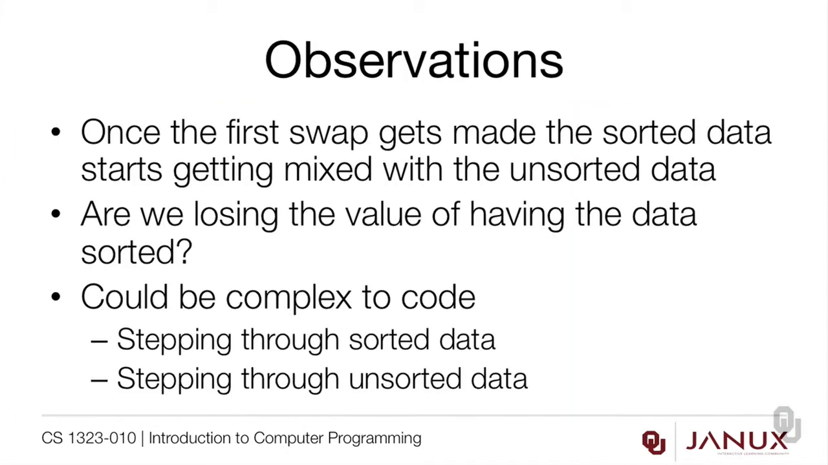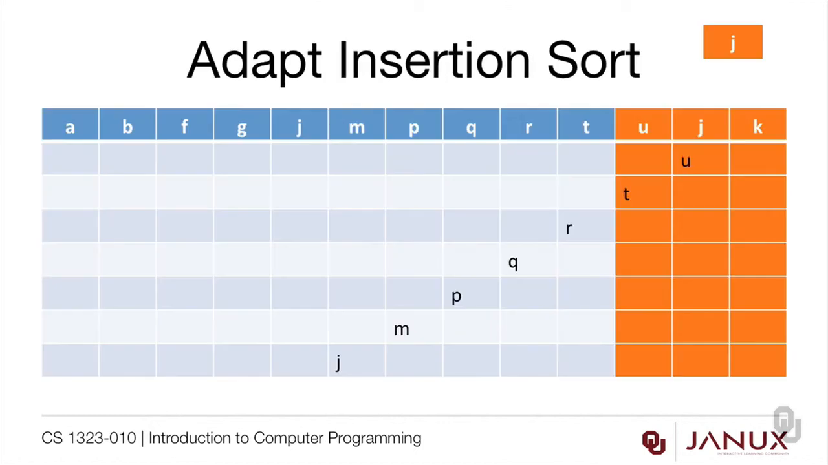Now, this could be complex to code. We're going to have two phases of the algorithm. One where it's stepping through the sorted data, and then a second one where it's stepping through the unsorted data. That second one is going to look very much like our original selection sort. So that might be complicated, and complexity is something you definitely want to worry about. It's much harder to write complex algorithms correctly.